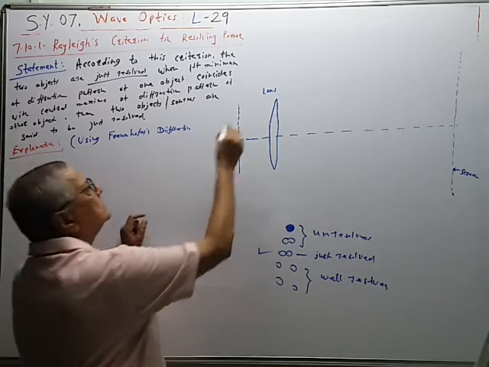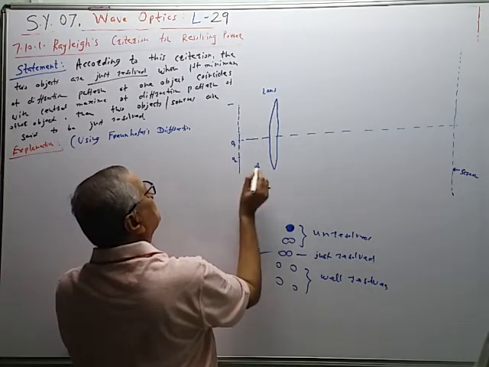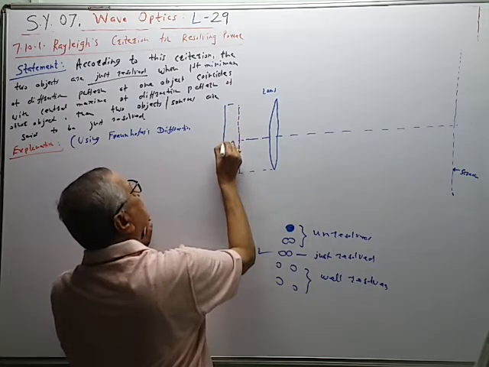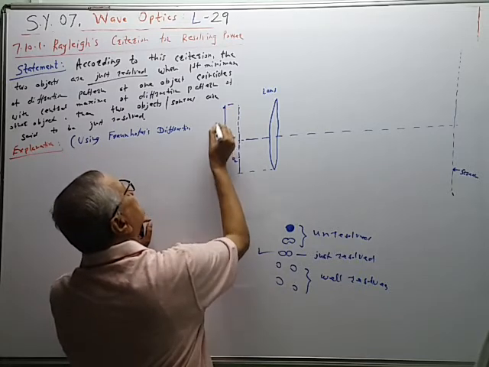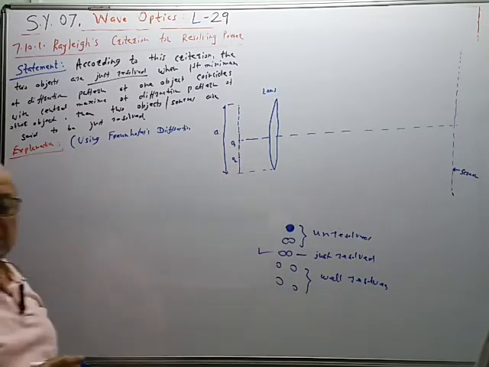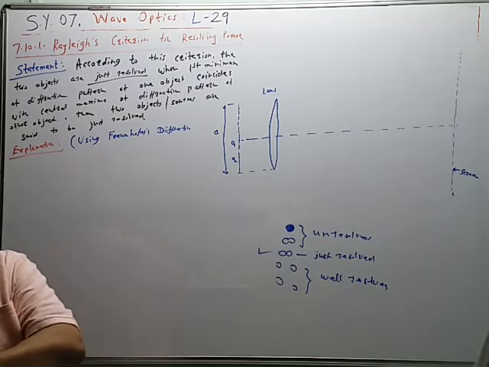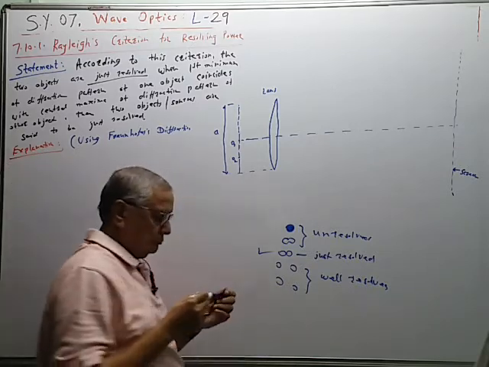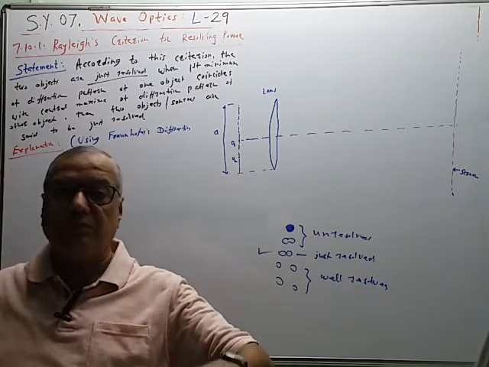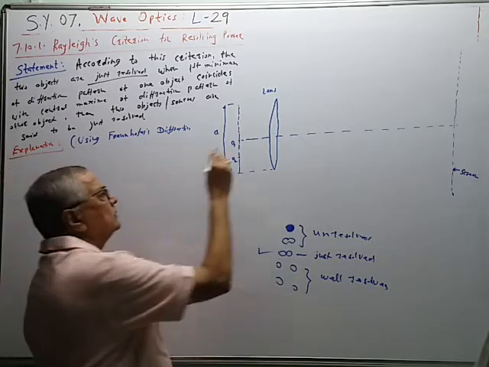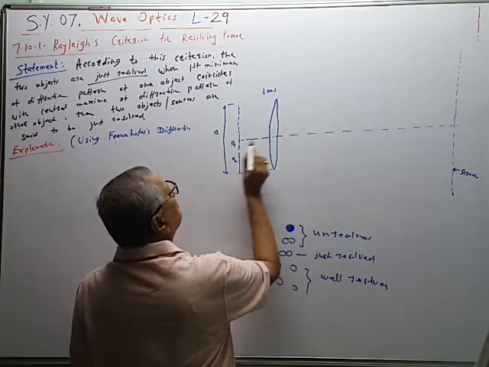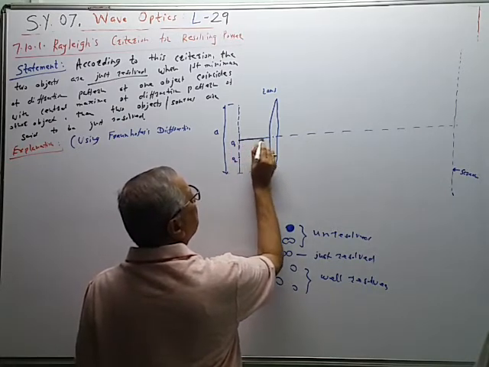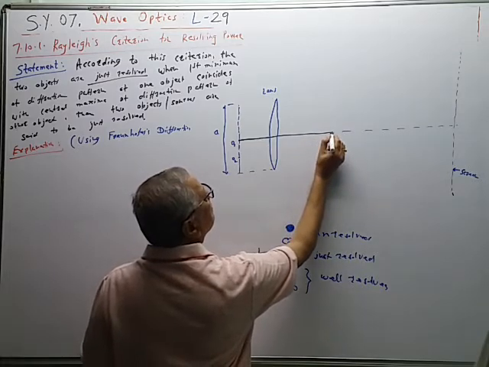Now this is the aperture. This is the aperture of the lens. Aperture means diameter of the lens. Now we know the rule for image formation. This is the optic center of the lens. So the rays of light from the object, when they pass through the optic center, pass undeviated.